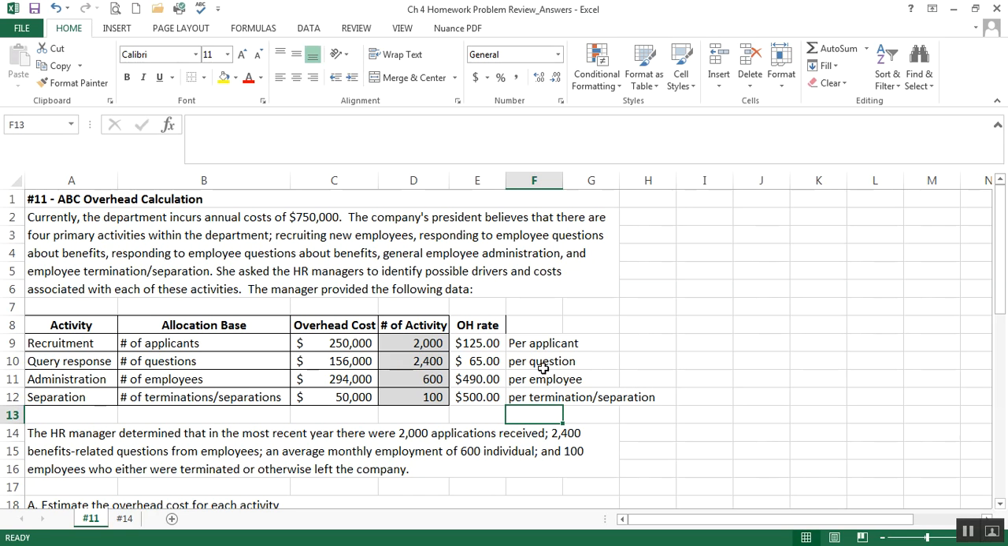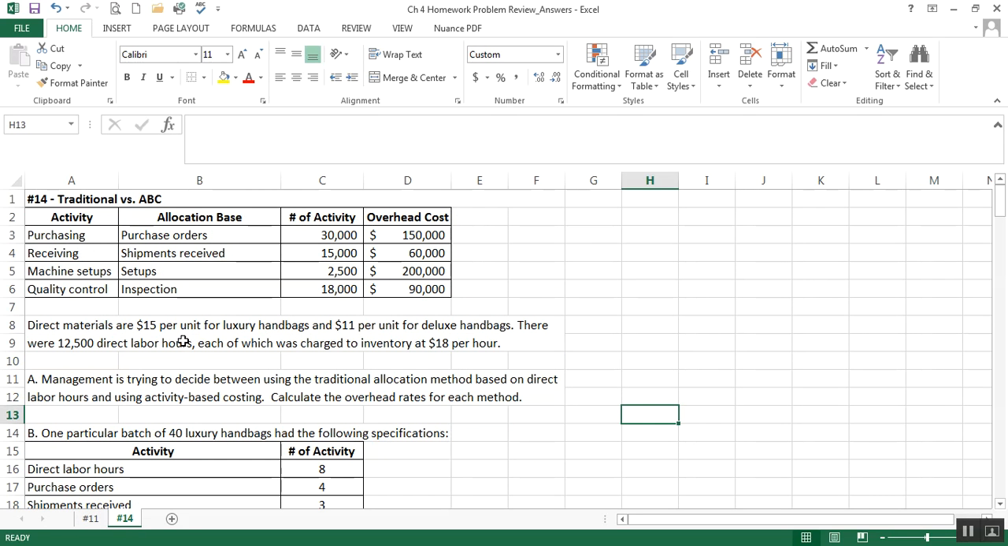This is asking us what the most expensive activity is and what's the least expensive. Based on the information, the most expensive activity is the separation. It's $500 per termination or separation. And it looks like the query response is the least expensive at $65 per question. Okay? So let's look at number 14.